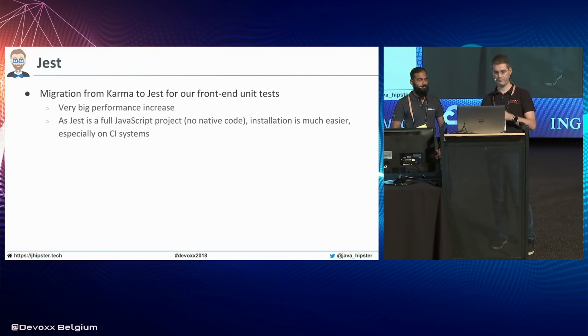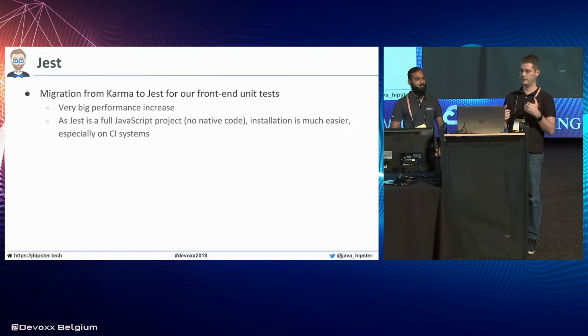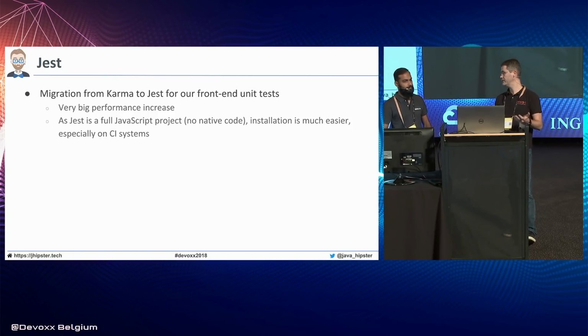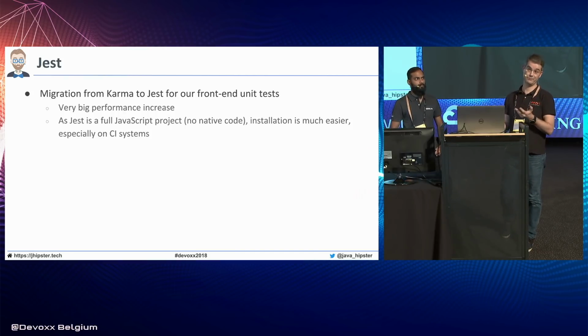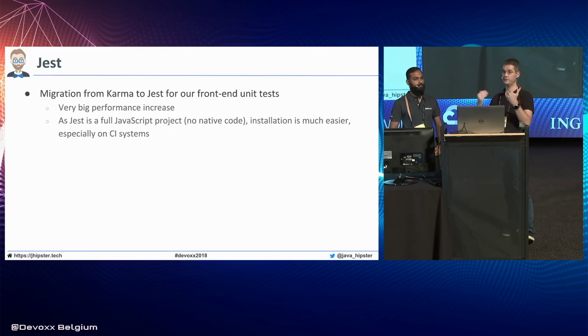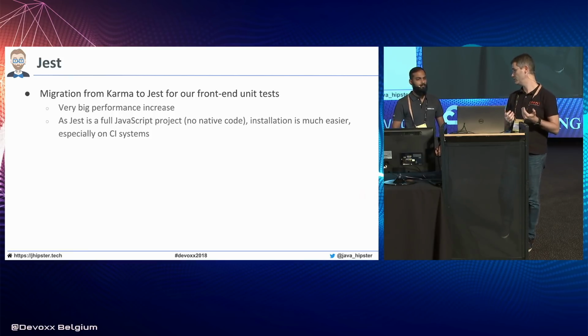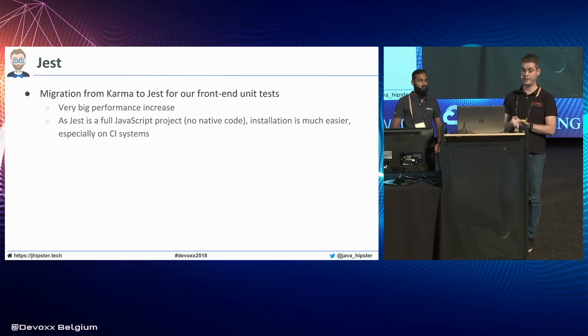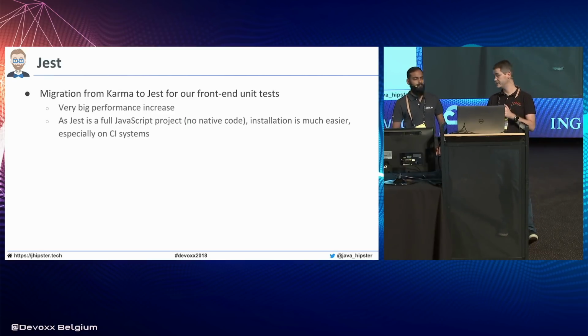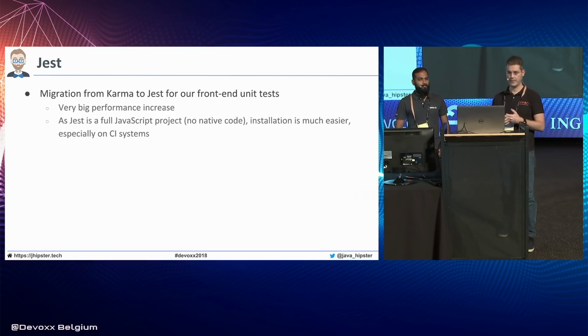Well, in fact, the issue with Karma is that you needed to have Chrome, basically. And as JHipster is an NPM package, and Chrome is native code, you needed to download it all the time. You couldn't cache it, so when we were doing builds, it was very slow. It was also failing on some systems, typically continuous integration systems, because they were lacking some libraries. So Karma was not working very well for us.